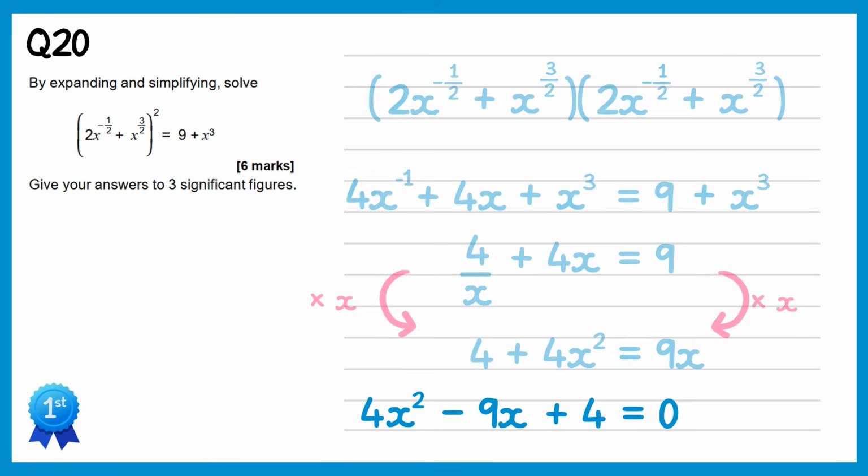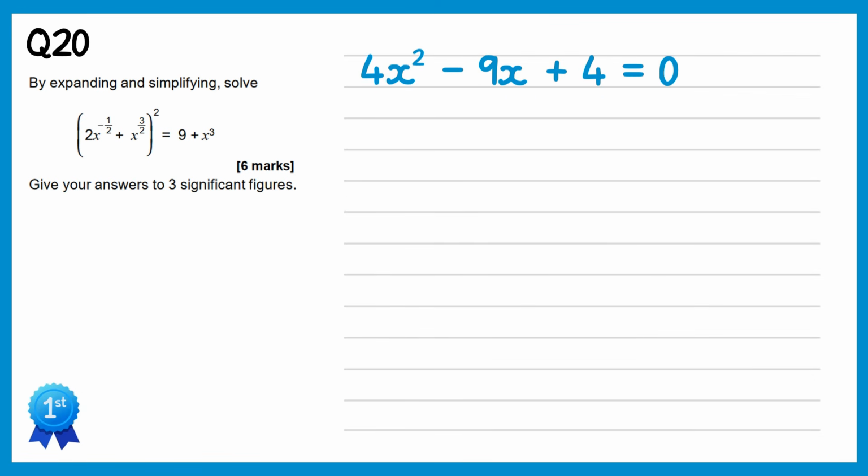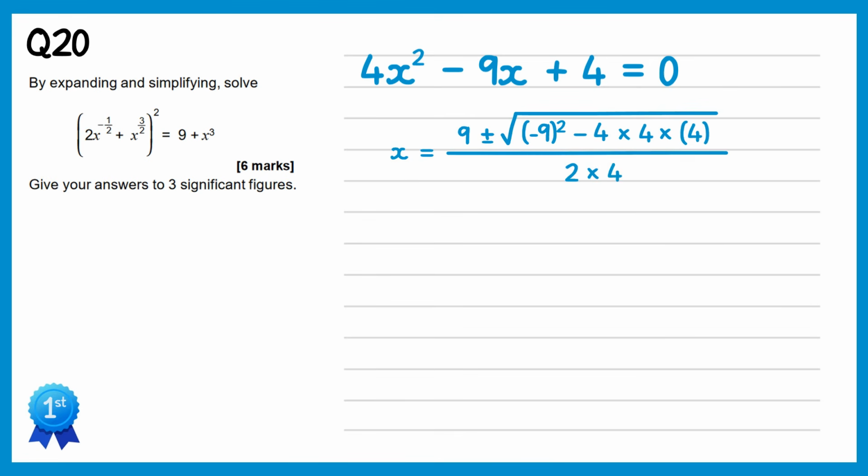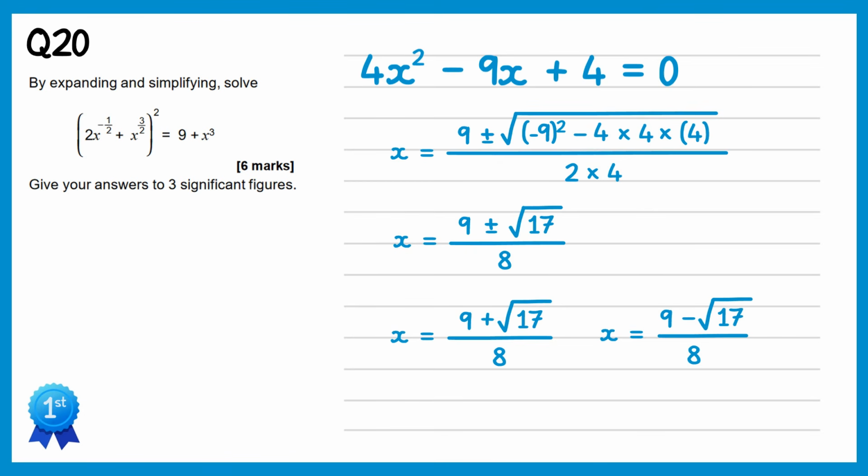So another quadratic. We need to use the formula to solve this one as well, so x equals 9 plus or minus the square root of negative 9 squared minus 4 times 4 times 4, all divided by 2 lots of 4. If we tidy this up a little bit, we end up with x equals 9 plus or minus the square root of 17 over 8. So we've got two solutions, which is 9 plus square root 17 over 8 and 9 minus square root 17 over 8. Use your calculator at this point and you'll get your two solutions. It asks for three significant figures in the question, and they come out as 1.64 and 0.610.